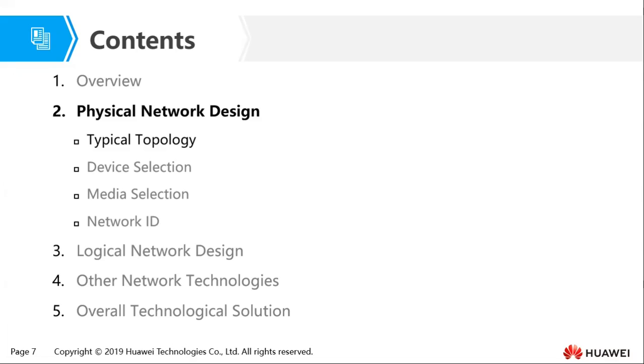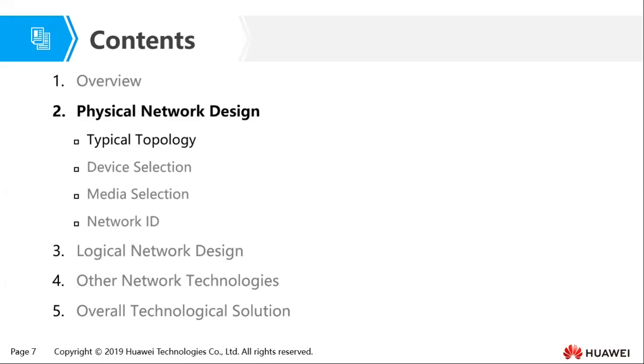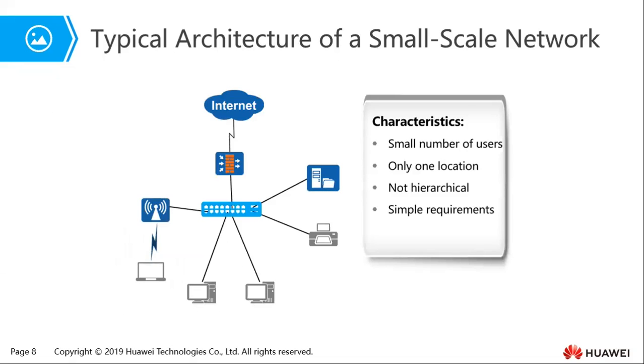As I said, we're going to look into each of these components. So physical network design. So this is the typical architecture of a small scale network. So in physical network design, other than the topology, we're also going to look at how to select devices, how to select the links, and how to label the links and the devices.